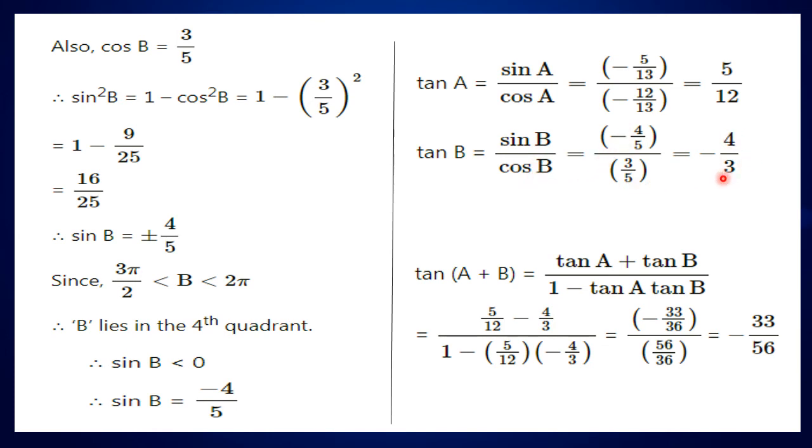Apply the formula tan(A + B) is equal to (tan A plus tan B) upon (1 minus tan A tan B), and substitute the values obtained. 5 upon 12 minus 4 upon 3 upon 1 minus 5 upon 12 into minus 4 upon 3. On cross multiplication this gives minus 33 upon 36 divided by 56 upon 36. 36 can be cancelled here, so we get minus 33 upon 56.